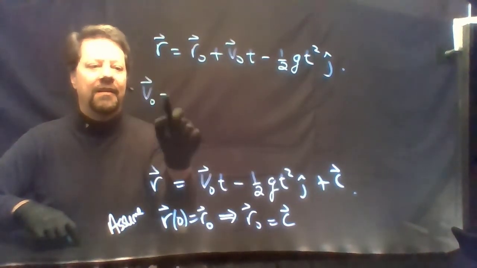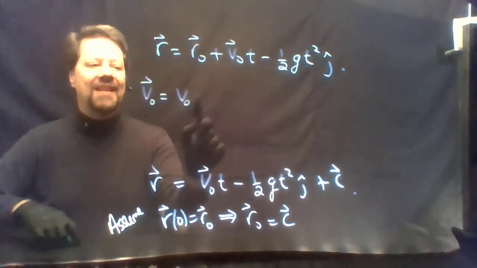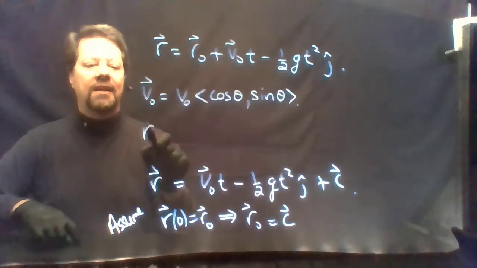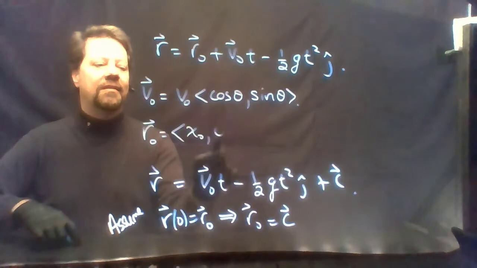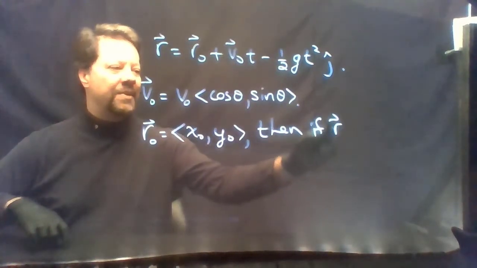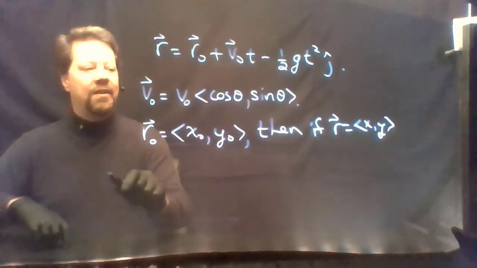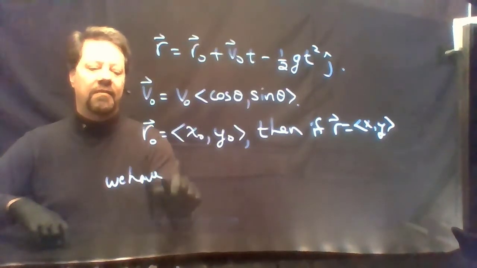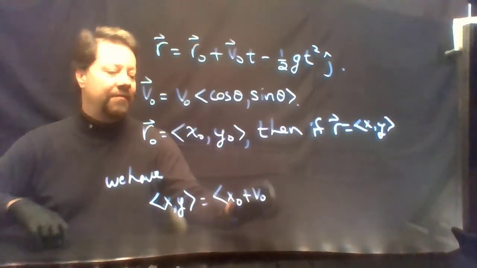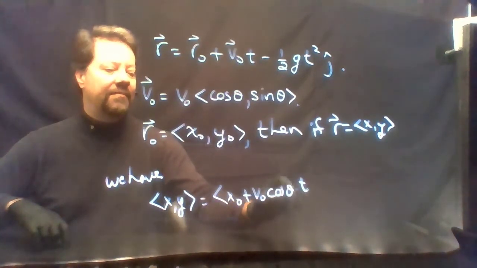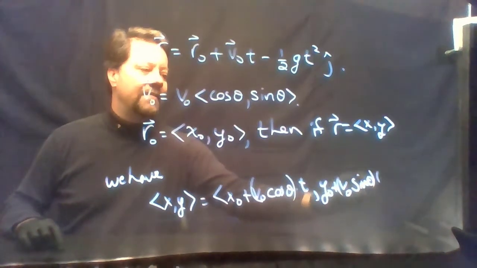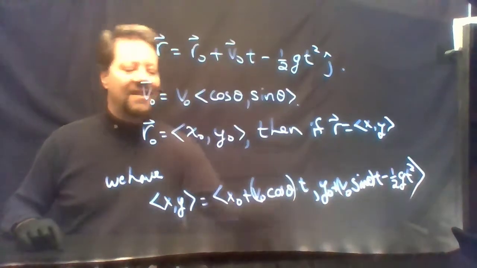Further, if we assume v0 is some constant scalar v0 times cosine theta, sine theta, and if r0 is some x0, y0, then if we assume that the position vector has x and y coordinates, x and y, we have the x and y coordinates are x0 plus v0 cosine theta times time, comma, y0 plus v0 sine theta times time minus 1/2 g t squared.